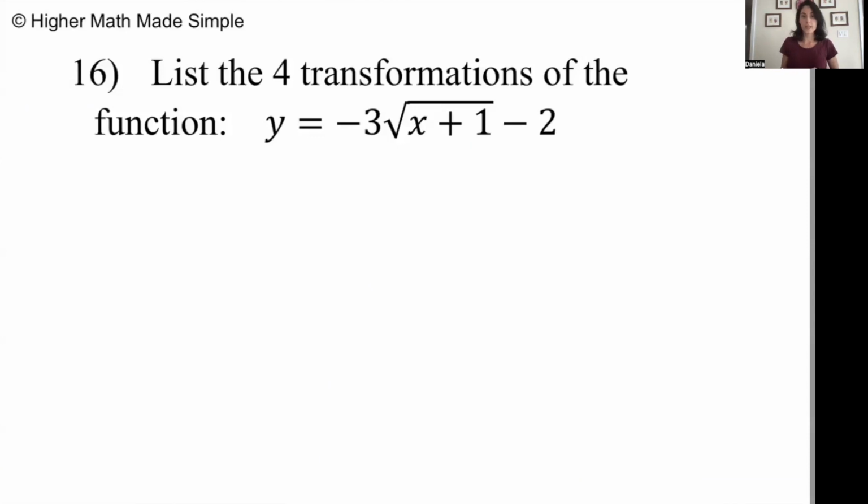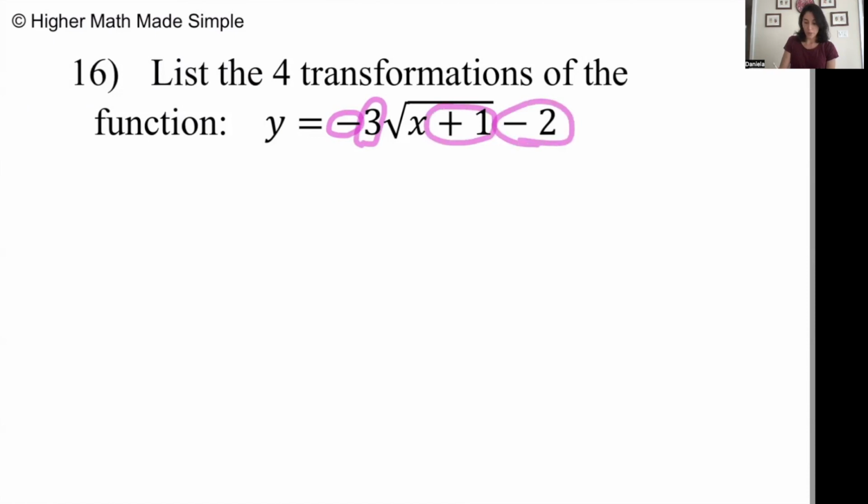So this is not asking to sketch it. It's just that there are 4 transformations that you want to list. So there's actually 4 different things going on. This is a separate transformation. This is a separate transformation, the +1 and the -2.